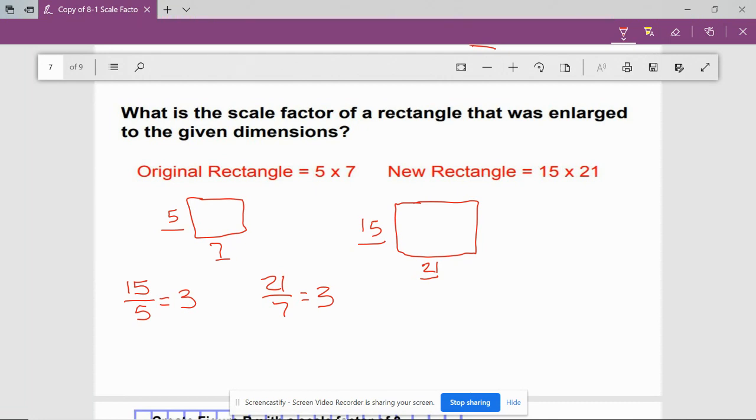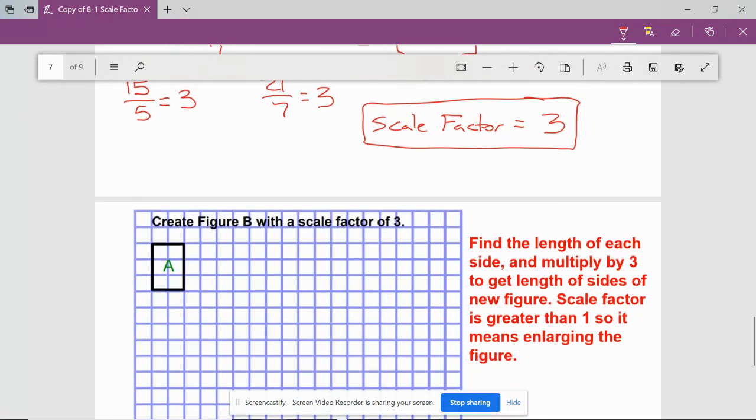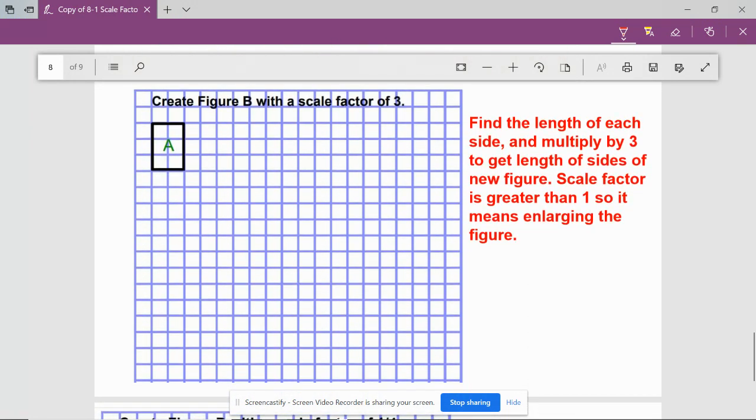When we're going from a smaller shape to a bigger shape, our scale factor is going to be larger than 1. So right here, our scale factor is equal to 3. There's our answer. Hopefully that makes sense for you as you go forward. Make sure you keep in mind when your scale factor should be 1 or greater, or when it should be less than 1. Let's go on and see this. We're going to use a graph for this, so don't panic on me.